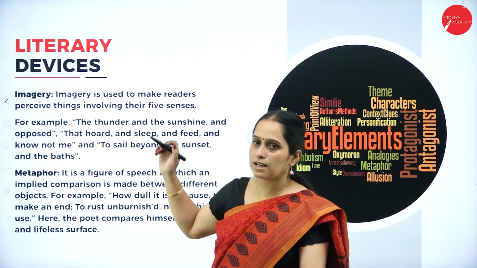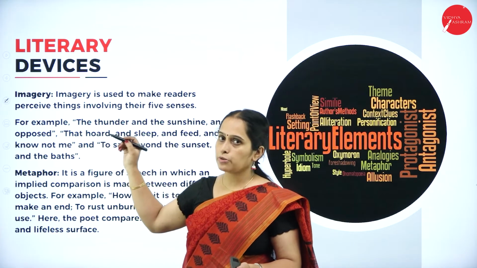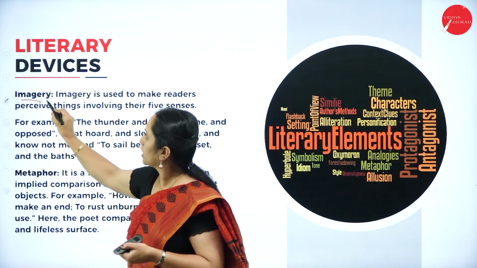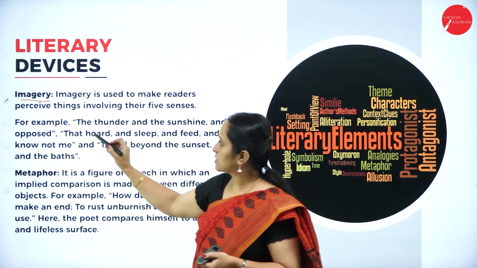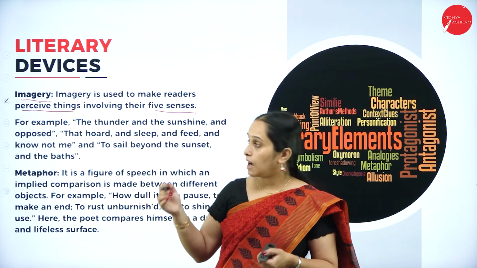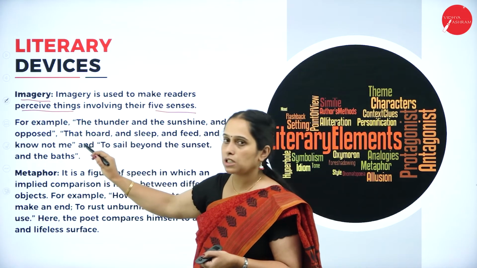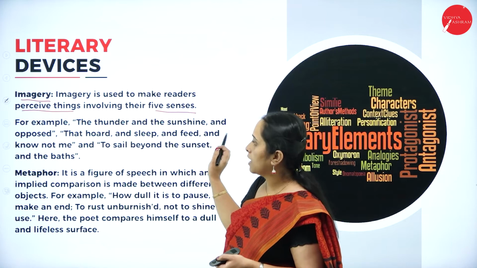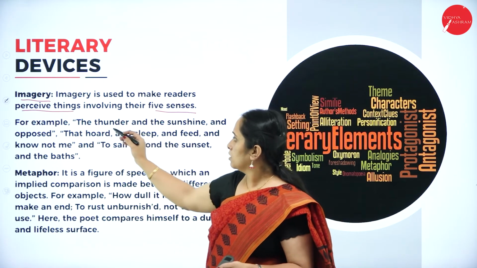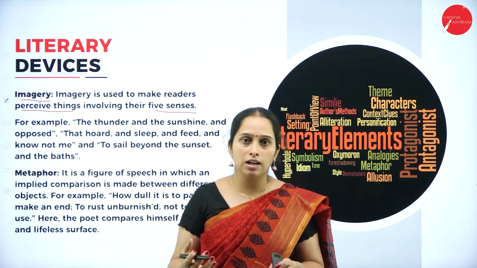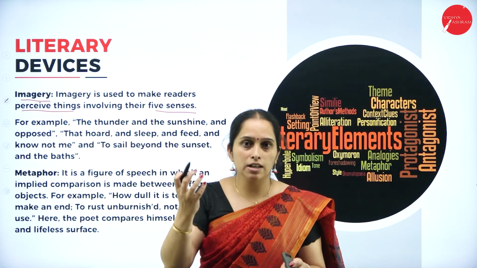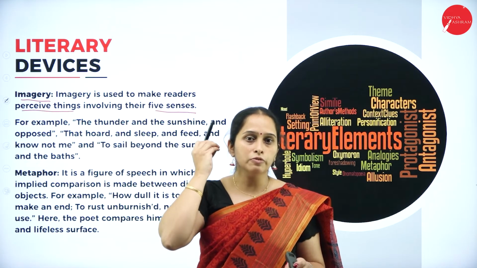But in this class, let us see the two important literary devices which the poet has used in the poem Ulysses. The first one is imagery. Imagery is used to make readers perceive things involving their five sense organs. For example, the thunder and the sunshine, and opposed that hoard and sleep and feed and know not me, sail beyond the sunset and the baths. When he speaks about the thunder and sunshine, imagery means we involve our sense organs there. When we hear thunder, sunshine and all, our sense organs work.